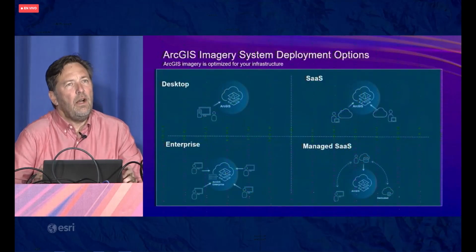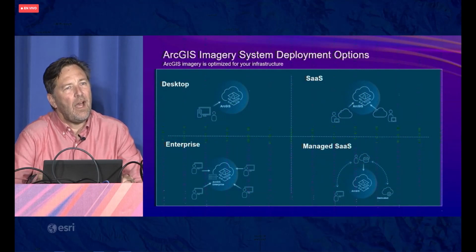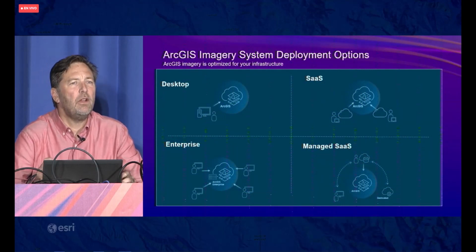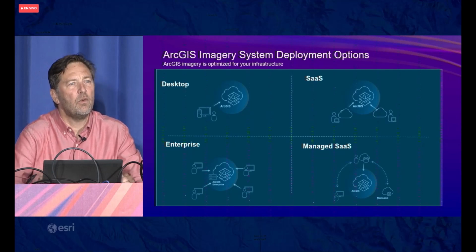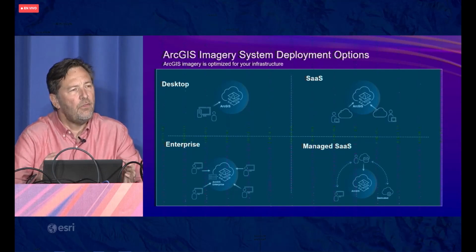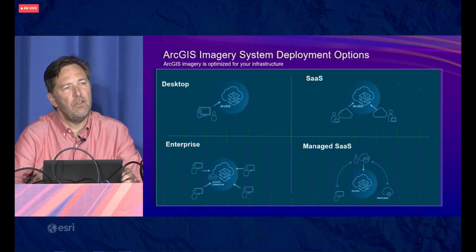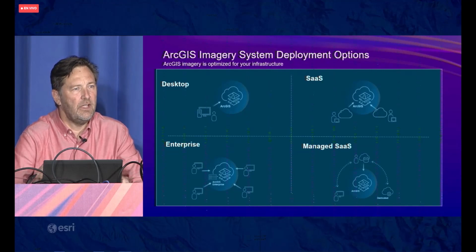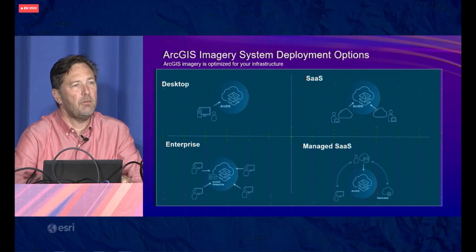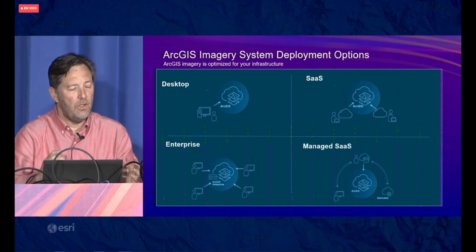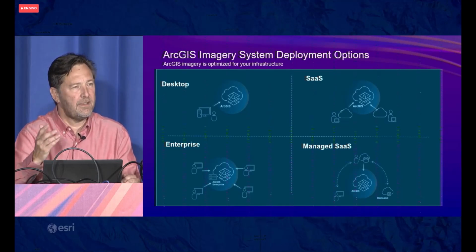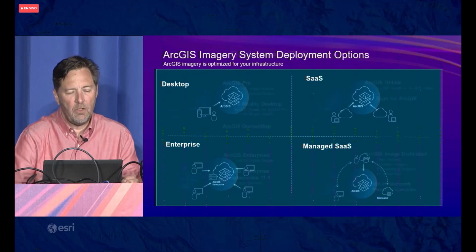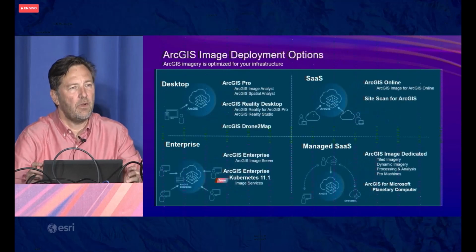Another aspect of imagery is how do you actually deploy it? How do you deploy ArcGIS within your organizations? There are really 4 key ways that you might use ArcGIS imagery in your organizations, and you may use multiple of these. We break it down into the 4: desktop, enterprise, SaaS, and managed SaaS. Let me go into a little more detail on what we mean by each one of those.